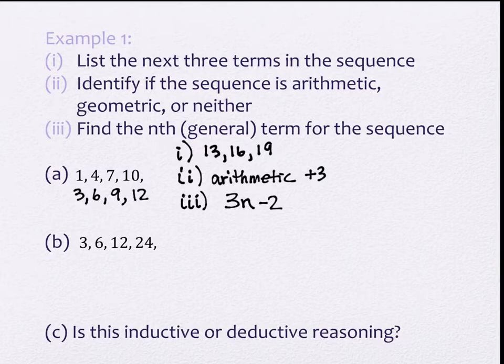So I only need to know 2 things in order to create this formula. I need to know the common difference, or what I'm skip counting by. And then I need to know how far off am I. What do I need to add or subtract so it really starts at the right place? Okay?